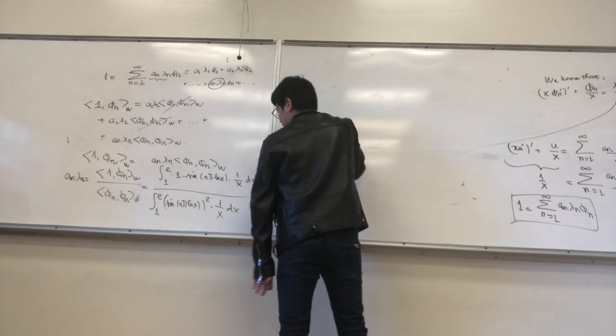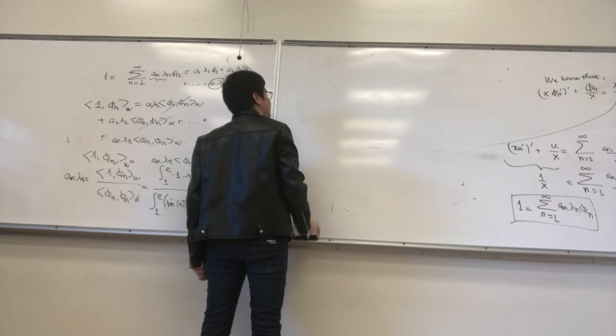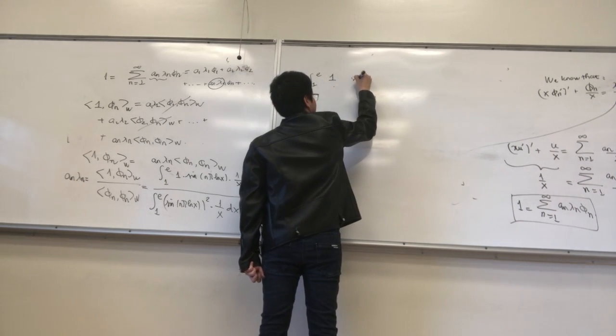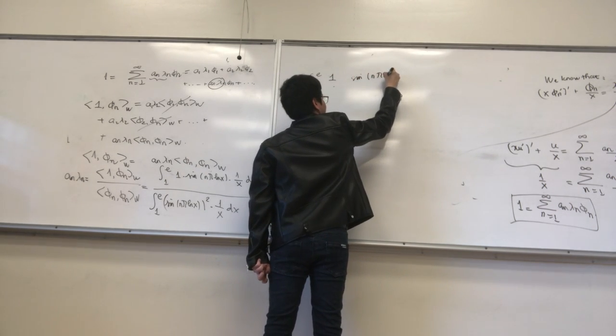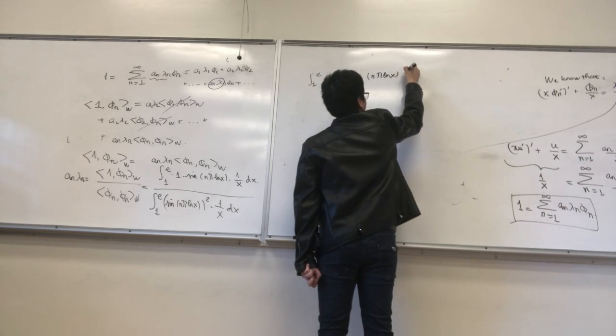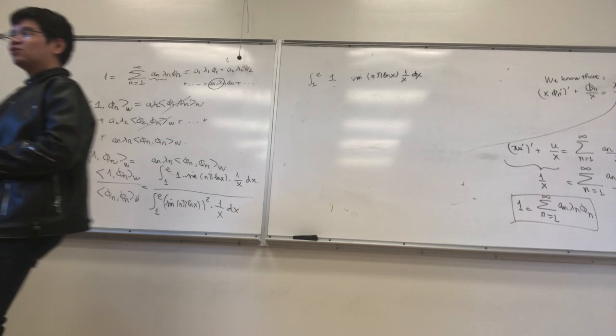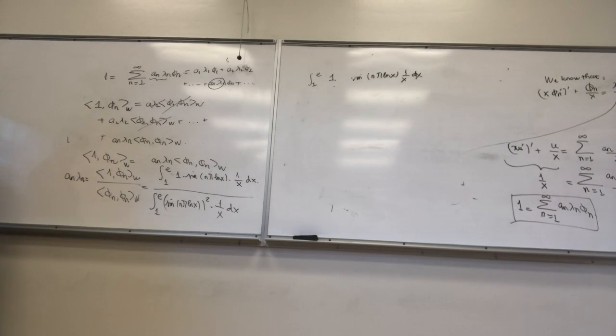Right, the first integral that I have to do is the integral from 1 to e of 1 times sin(n pi log x) times 1 over x dx. So how can I compute this integral?